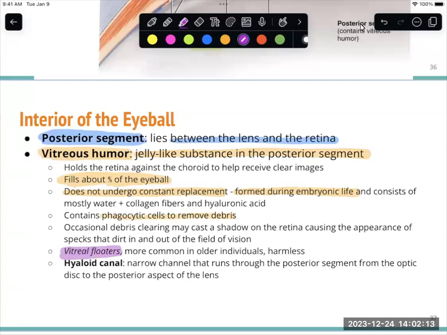If you've ever watched Family Guy, there is an entire episode about vitreal floaters, and he calls them by name. He's named them. It's more common in older individuals just because their immune system does not work as well, so those phagocytic cells are not necessarily cleaning out debris like they should anymore. So they're harmless.